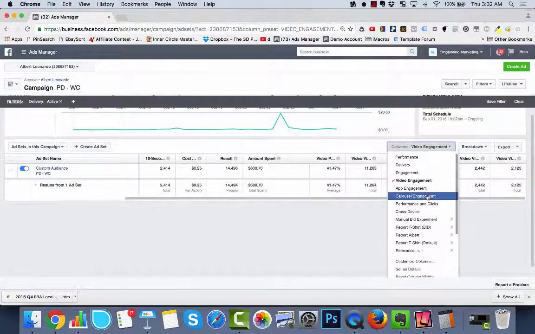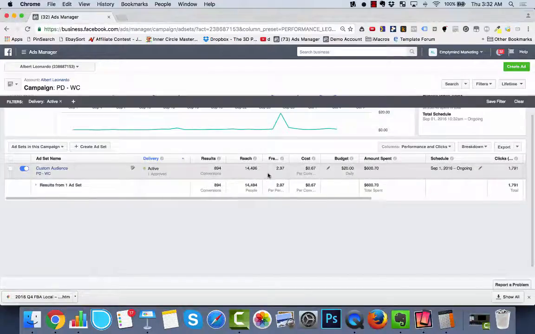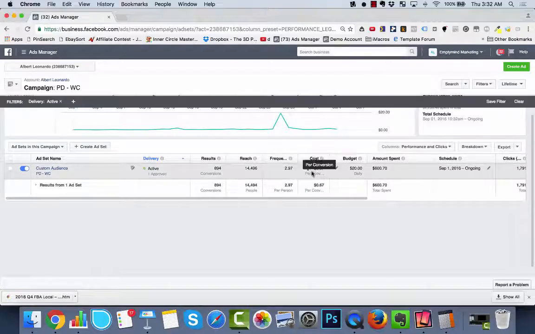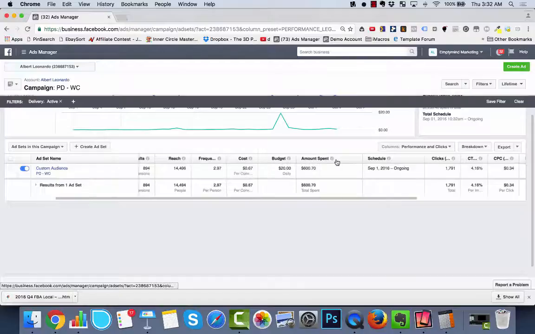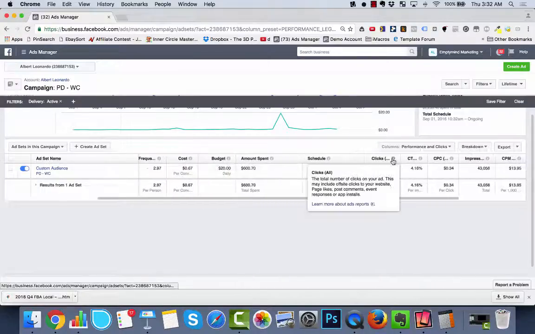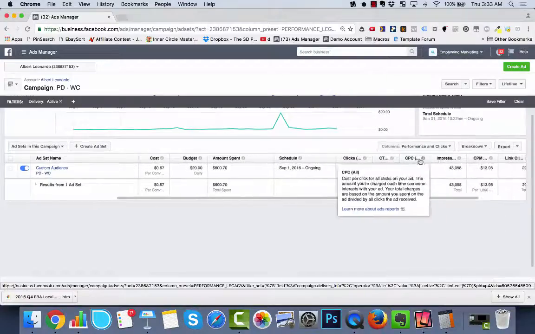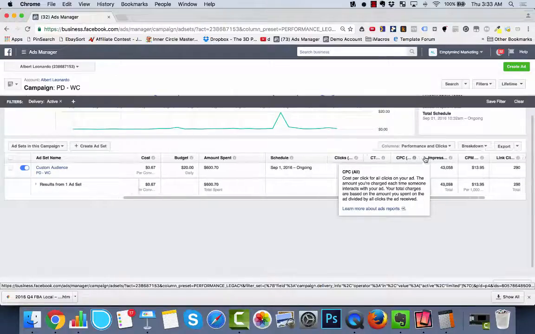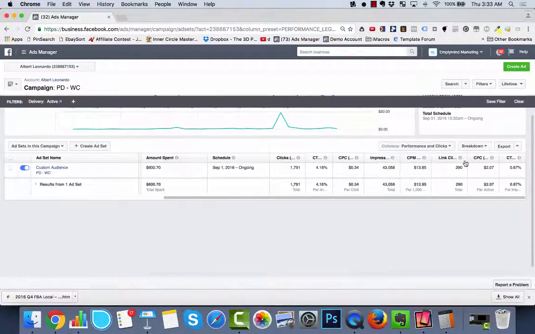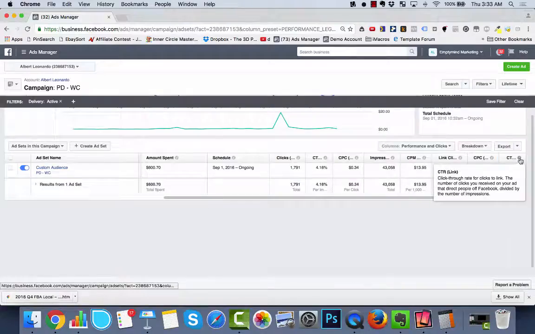Now let's see performance and clicks. I want to see the frequency of this ad set, which is actually 2.97. Alright, so change this creative. The budget, and then the clicks, right? This is clicks all. And then this is click-through rate all, cost per click all. Alright, now this is link click, cost per link click, and click-through rate link.